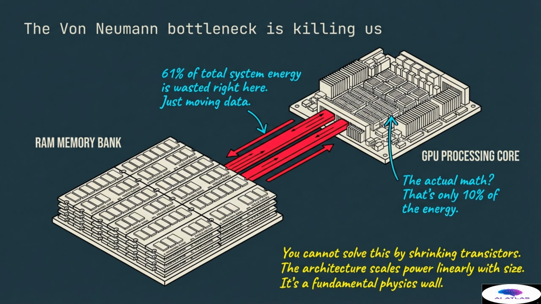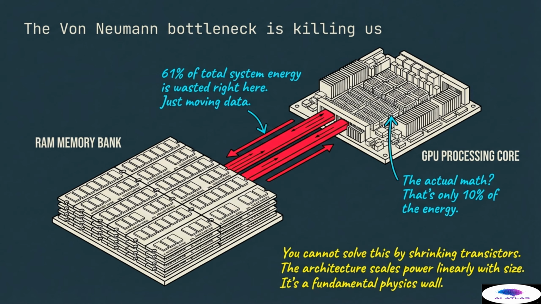You cannot simply solve this by shrinking transistors further because the architecture scales power linearly with size. The bigger the model, the more energy we throw away into the void of the data bus. This slide shows the RAM memory bank connected to a GPU processing core by red arrows representing that massive energy drain. We are reaching a point where the cost of moving data outweighs the benefit of the calculation itself.